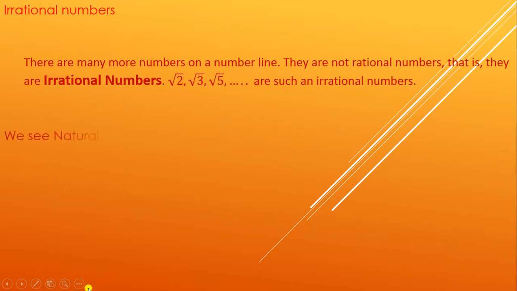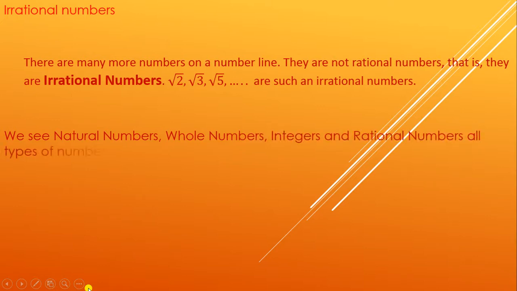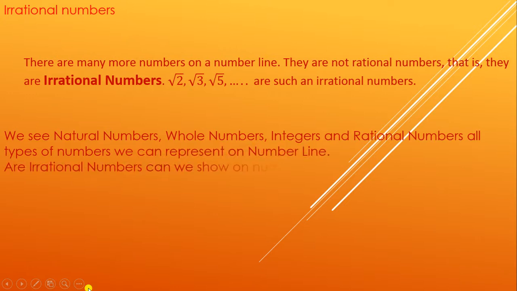We see natural numbers, whole numbers, integers and rational numbers, all types of numbers we can represent on a number line. Can we show irrational numbers on the number line? And the answer is of course yes. Let us see how we can represent an irrational number on the number line.